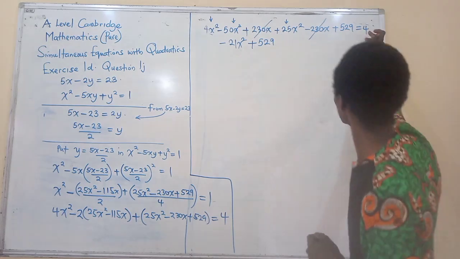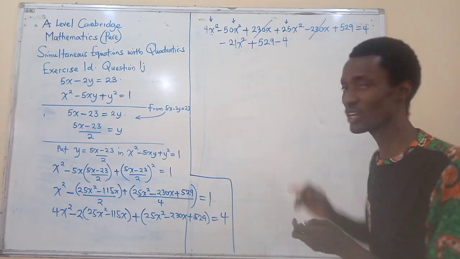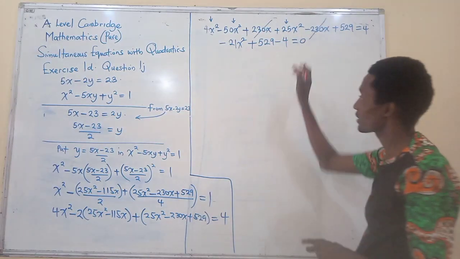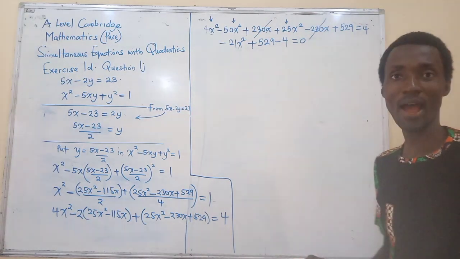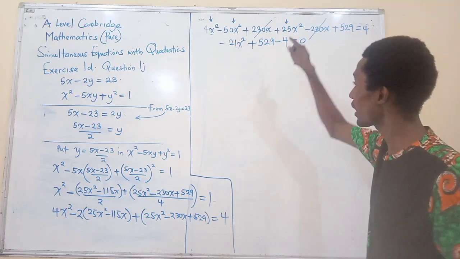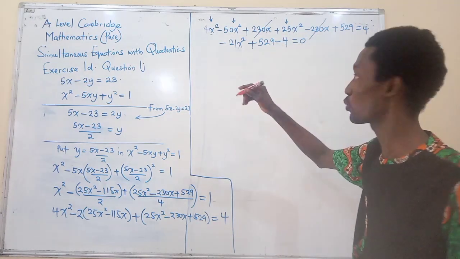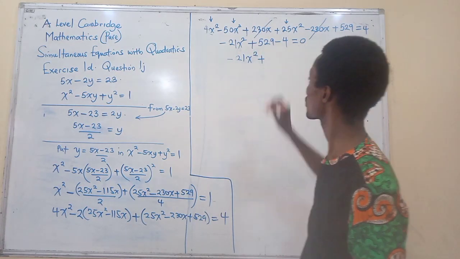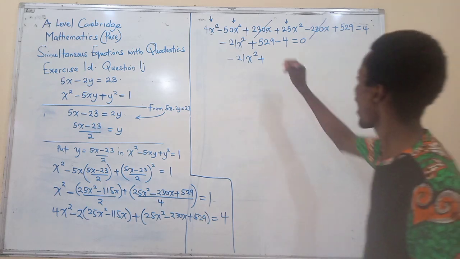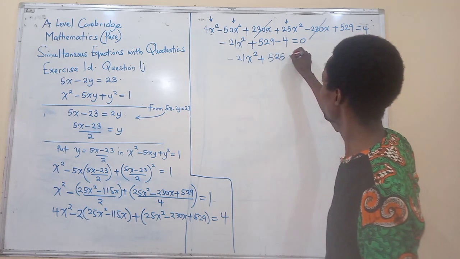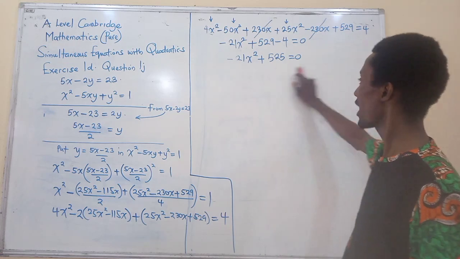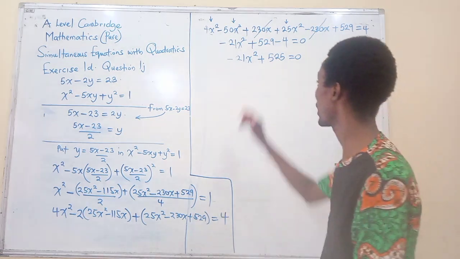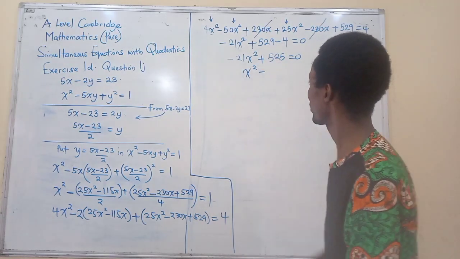529 minus 4. You discover that from this line to this line equal to 0. From this line to this line, it's like as if nothing has happened. Why? Because when I solve, I try to preempt what my answer will look like. So this will be minus 21x squared plus, that should be 525 equal to 0. I divide through by 21. If I divide through by negative 21, I'm going to have x squared minus 25.